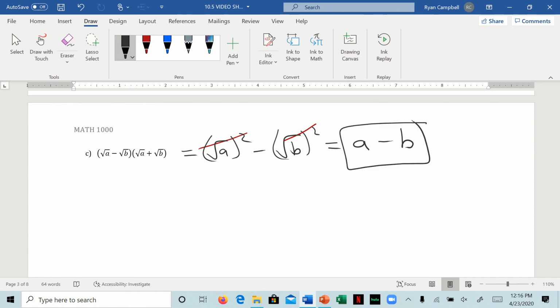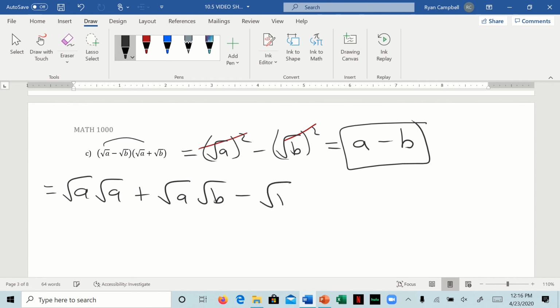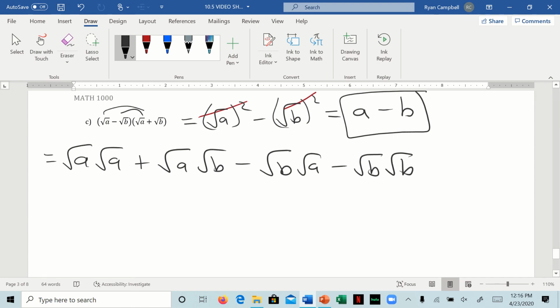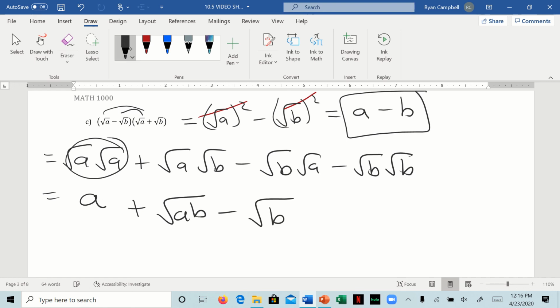Right? But if you want to do it the long way, right? You can see square root of a times square root of a plus square root of a times square root of b minus square root of b times square root of a minus square root of b times square root of b. So square root of a times square root of a, that's just a. Square root of a times b is square root of ab. Square root of b times a is square root of ba. And then square root of b times square root of b is just b.